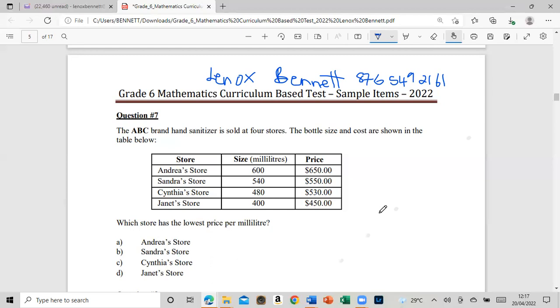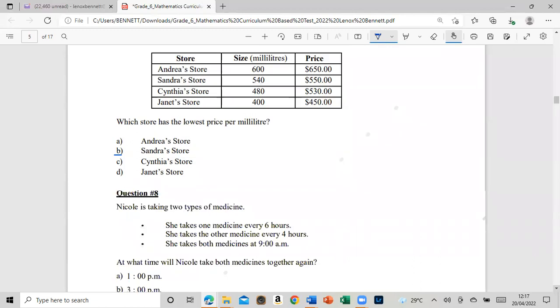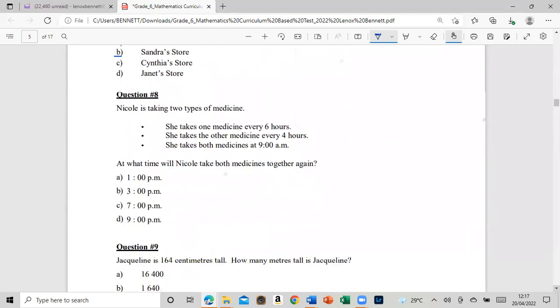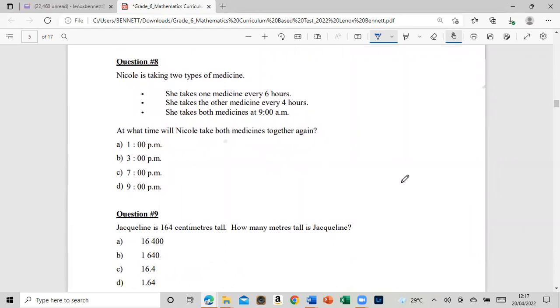So basically what they want us to find for number 7 is the best buy. And this is a very challenging question. However, if we examine the numbers, it can be easy, right? It's 600 to 650. Look at this, 540 to 550. It's almost $1, right? So this one would be Sandra's store. We don't have to calculate anything, it's just reasoning. Because look, 480 for 530, that's a lot more money, but look at this, only $10 more, and it would give it. So that would be Sandra's store. Initially I thought it was a very challenging question, but you can just reason it out. All right, let's move on to number 8.